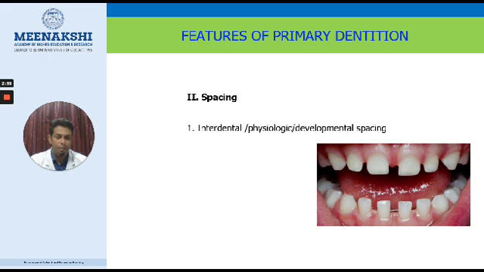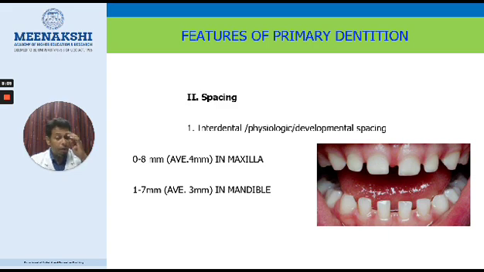As you can see in this picture of a primary dentition, there are a lot of spaces in between all the teeth, which is demonstrated in this picture. These are normal to primary dentition and are called physiologic spacing. It is about 0 to 8 millimeter with an average of 4 millimeter in the maxilla and 1 to 7 millimeter with an average of 3 millimeter in the mandible.